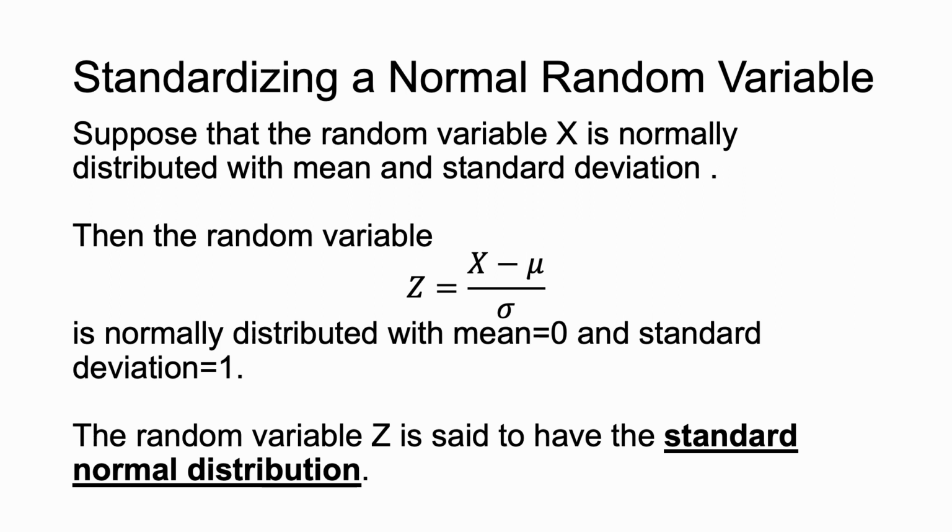One of the biggest concepts in this chapter is standardizing a normal random variable. If you're starting with a random variable that is normally distributed, you can standardize that by expressing it in terms of how far above or below the mean it is, in numbers of standard deviations. That will give you a standard normal distribution, which has a mean of 0 and a standard deviation of 1.